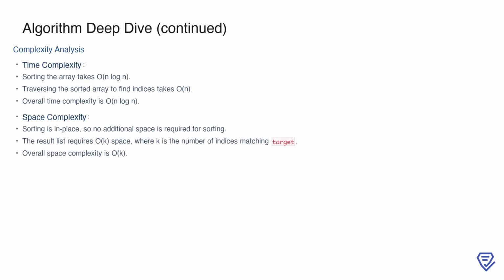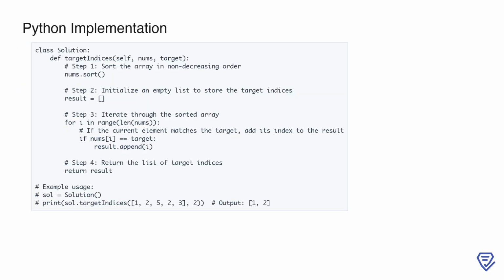For space complexity, the sorting operation is performed in place, meaning no additional space is used for the sorting process. However, we do require O(K) space to store the result list, where K is the number of indices matching the target value. Thus, the overall space complexity is O(K). This balance of time and space efficiency makes the algorithm well-suited for solving the problem within the constraints provided. This Python implementation solves LeetCode problem number 2089, Find Target Indices After Sorting Array, using an efficient and straightforward approach.